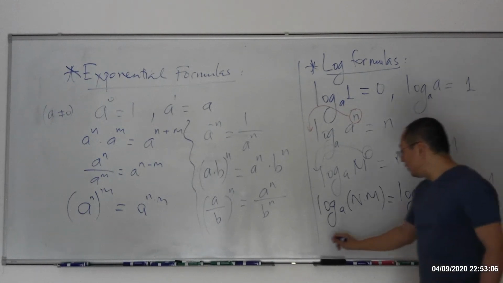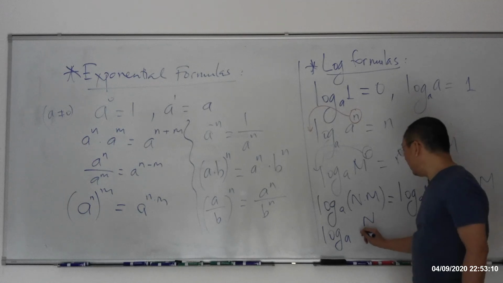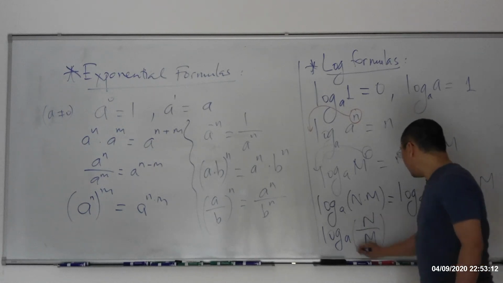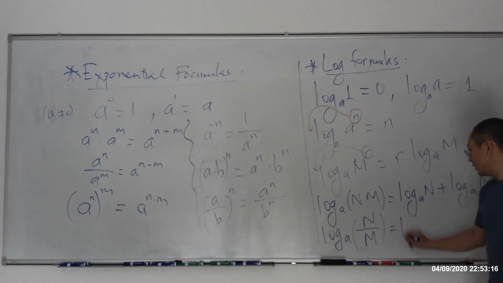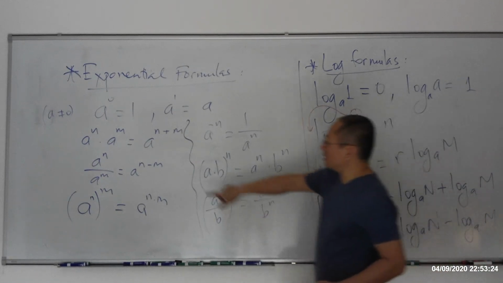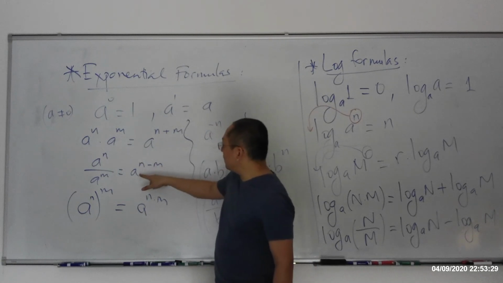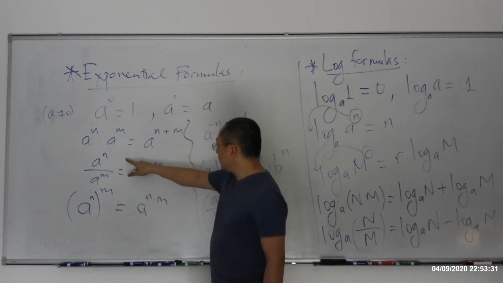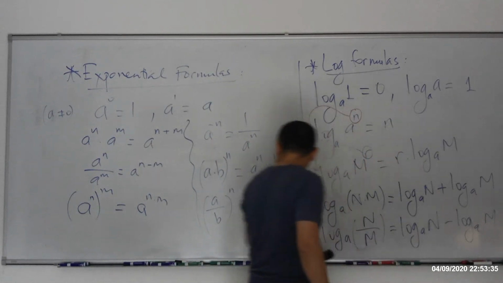And similarly, what if you have a quotient, log base a of n over m? Guess what? That addition becomes subtraction: log base a of n minus log base a of m. And of course, you see it comes from here. The exponent of that fraction is equal to the exponent of the top, which is n, minus the exponent of the bottom, which is m.